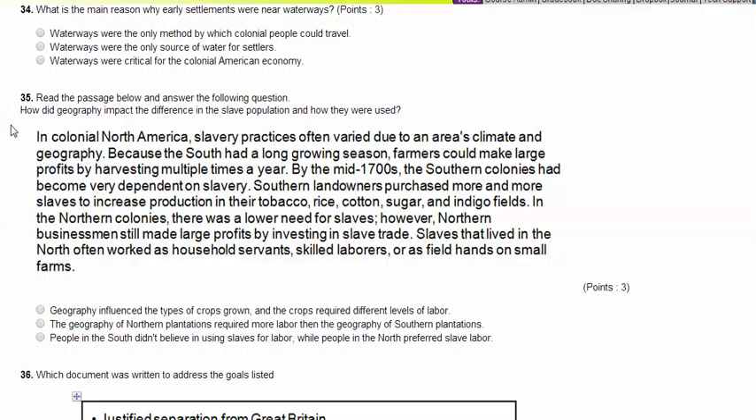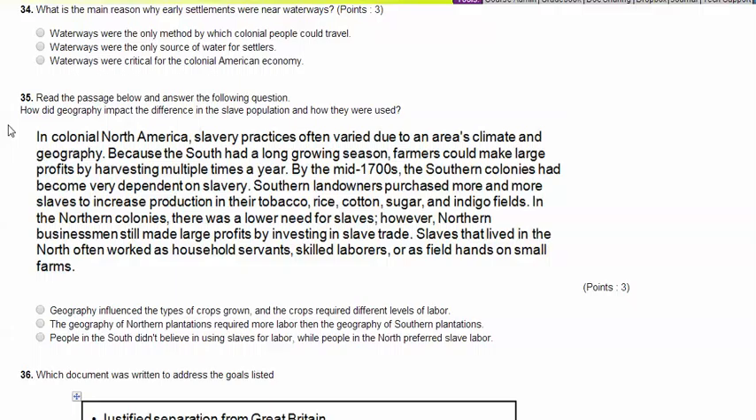Number 35, you need to read the passage below and answer the following question. How did geography impact the difference in the slave population and how they were used? Here's the passage. In colonial North America, slavery practices often varied due to an area's climate and geography. Because the South had a long growing season, farmers could make large profits by harvesting multiple times a year. By the mid-1700s, the southern colonies had become very dependent on slavery. Southern landowners purchased more and more slaves to increase production in their tobacco, rice, cotton, sugar, and indigo fields.